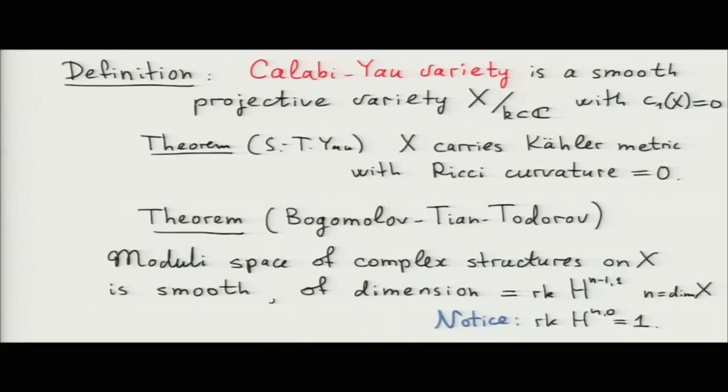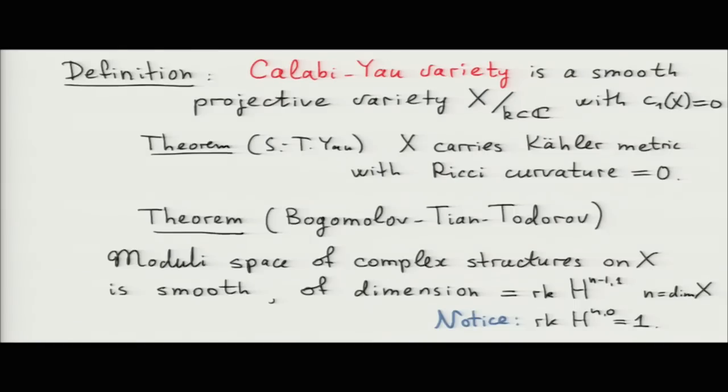I think the greatest property of this variety is the theorem by Bogomolov, Tian, and Todorov that the moduli space of complex structures is smooth. It could be not a manifold but an orbifold, because the variety can have a finite group of symmetries. And the dimension of the space is controlled. You consider H^{n-1,1}. What does it mean?